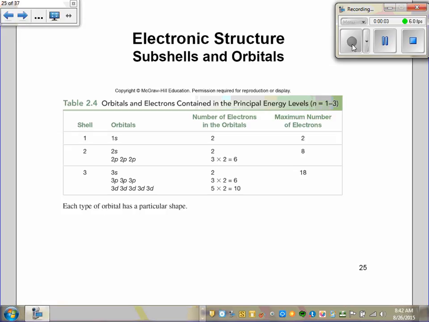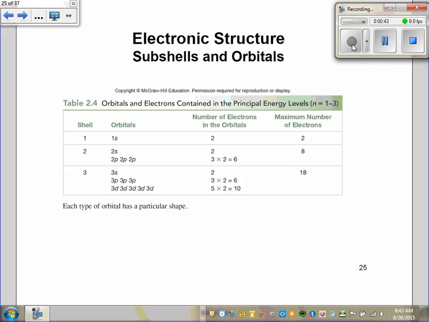So we're going to pick up where we left off on electronic structures and orbital shapes. We said an S subshell has one orbital, holds 2 electrons. A P subshell has 3 orbitals. Each one holds 2 electrons for a maximum of 6. A D has 5 orbitals, maximum of 2 electrons per orbital for a total of 10 electrons. And what's not on here is an F, which has 7 orbitals for a total of 14 electrons.